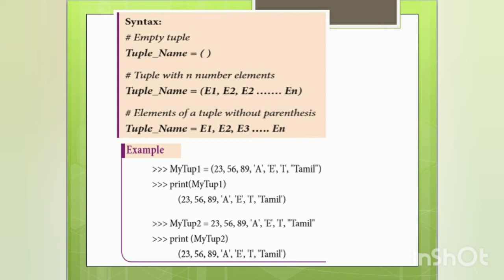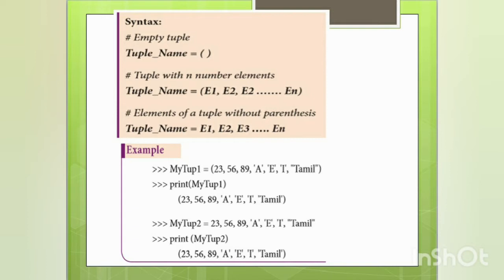Now look at the example for creating tuples. At the Python prompt, the tuple name is my tup1. Then equal to, within the parentheses, you mention the elements 23, 56, 89. The elements may be either an integer or a character or a string: 23, 56, 89, A, E, I, Tamil. Next statement is print of my tup1. The elements in my tup1 will be displayed with the parentheses.